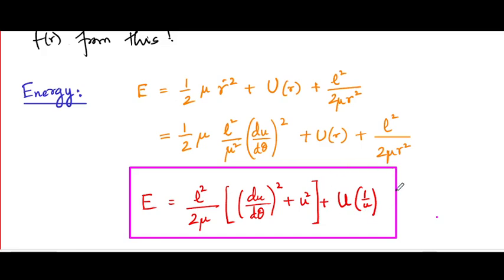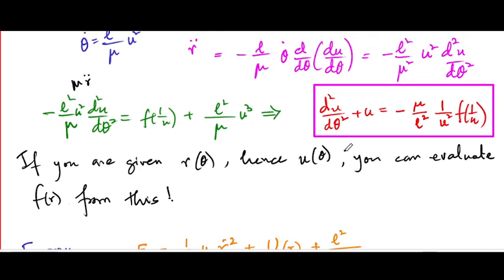If you did not have this term, this would actually look suspiciously like the energy expression for a harmonic oscillator, except that instead of dx dt you have du d theta, and instead of half k x square you have just u square times L square by 2 mu. This connection between this expression and that for the harmonic oscillator is also sort of evident here. This is like the harmonic oscillator equation, except once again the derivative is with respect to theta, an angle, not time. And of course this term sort of tends to spoil that.